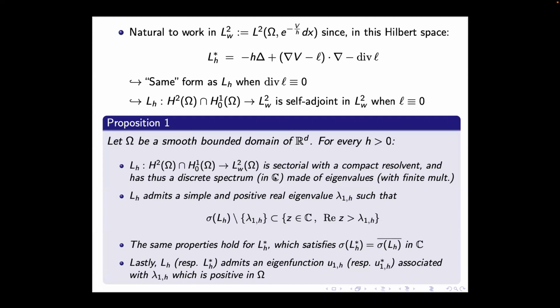Moreover, L_h admits a simple and positive real eigenvalue λ₁(h), such that if I take an element of the spectrum which is not λ₁(h), the real part of this element is strictly bigger than λ₁(h). Let's make a picture. Here you see there is a λ₁(h), which is strictly positive, and the spectrum lives in a cone. And there is a gap because it lives in a cone.